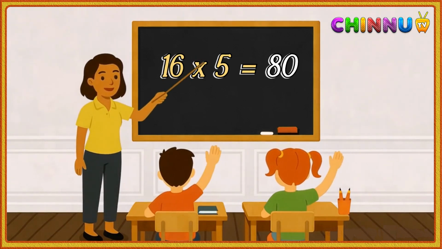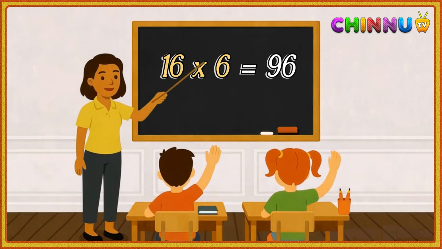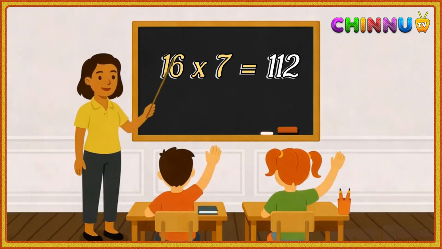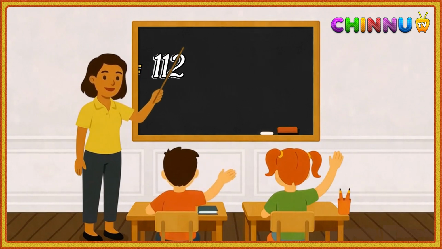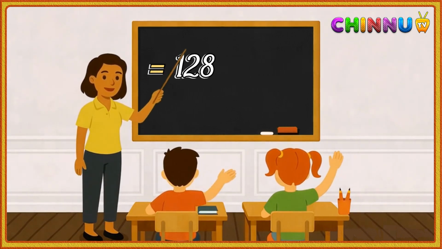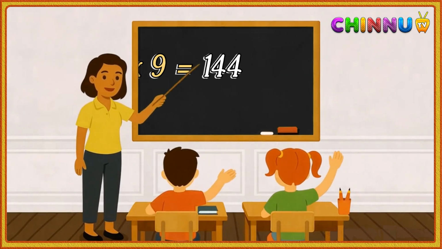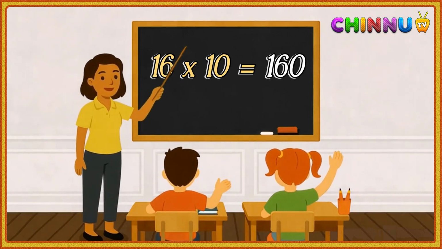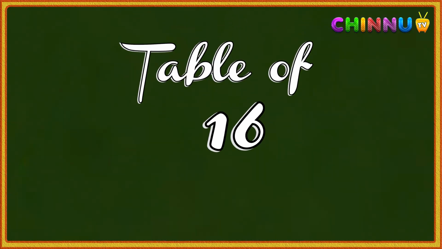16 fives are 80. 16 sixes are 96. 16 sevens are 112. 16 eights are 128. 16 nines are 144. 16 tens are 160. Let's learn the table of 16 one more time.